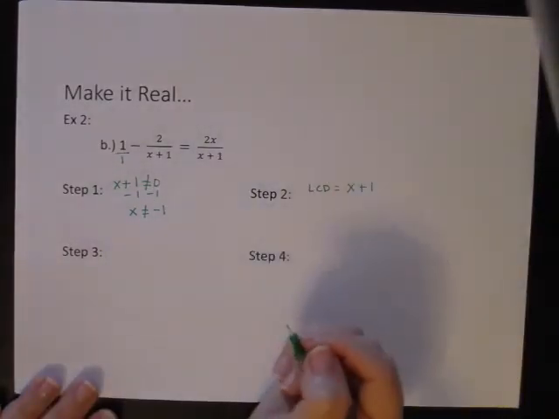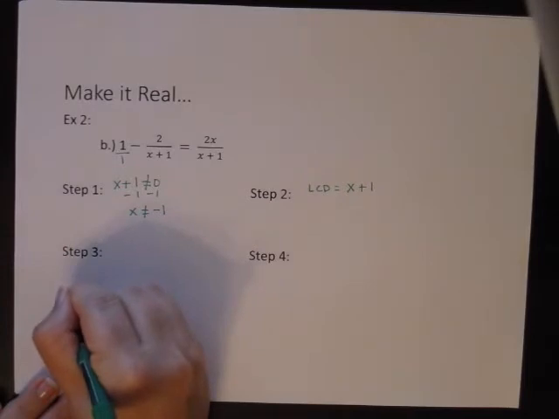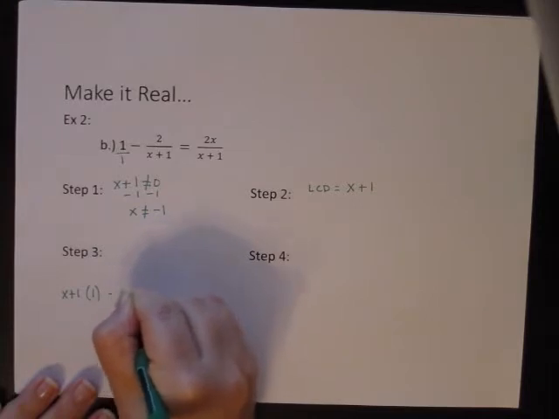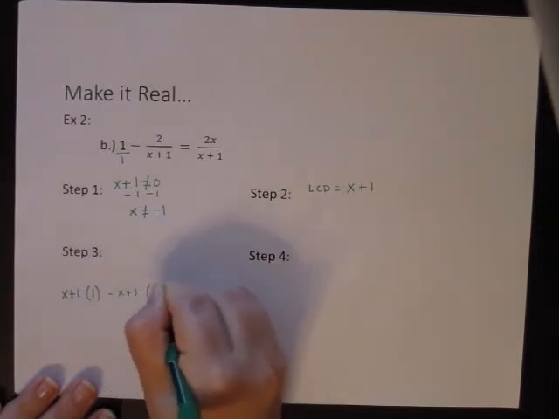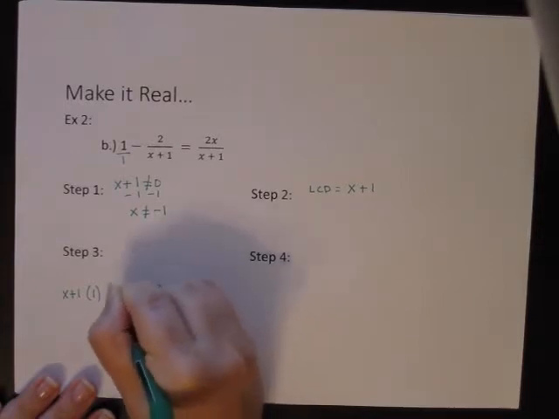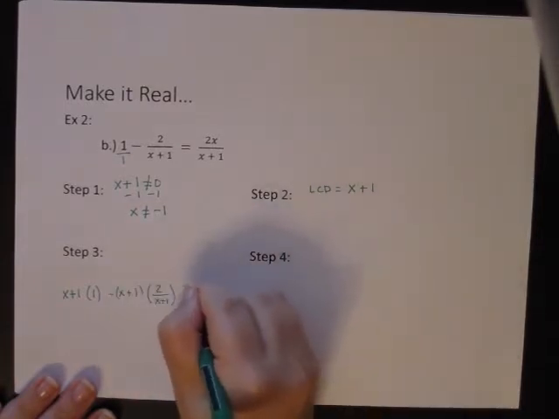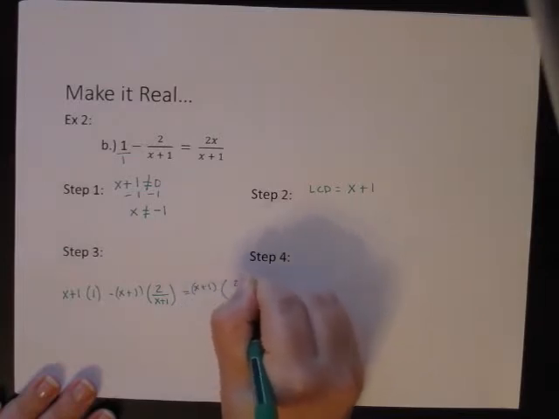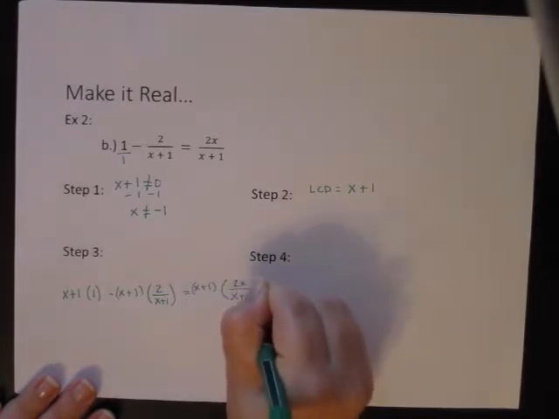Then step 3, this is the tedious step. I have to take my LCD and multiply it by each term. So I go x plus 1 times 1 minus x plus 1 times 2 over x plus 1. And it might be easier to keep that in parentheses. Equals x plus 1 times 2x over x plus 1.